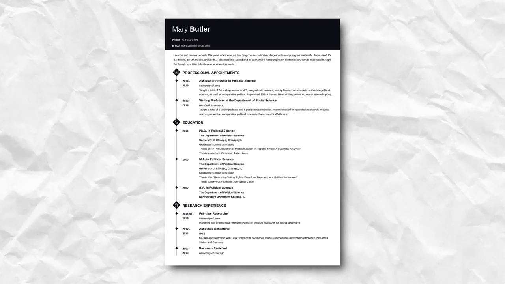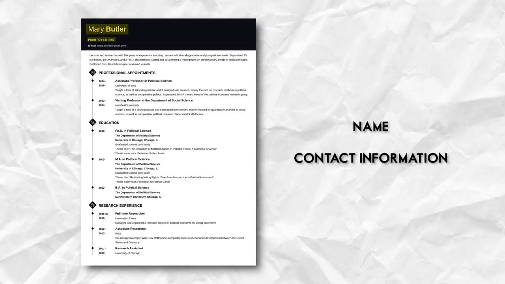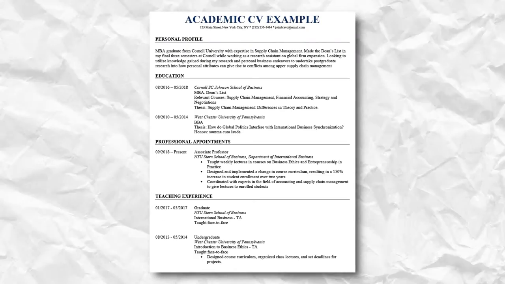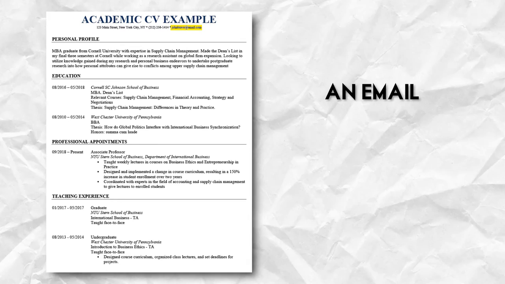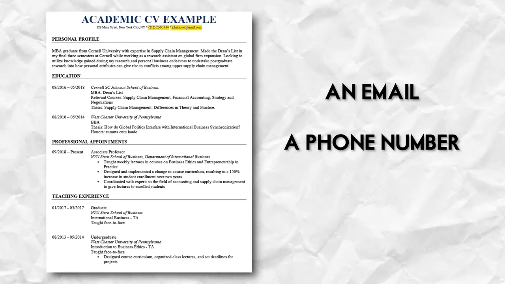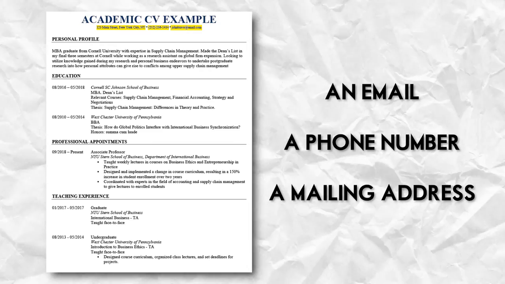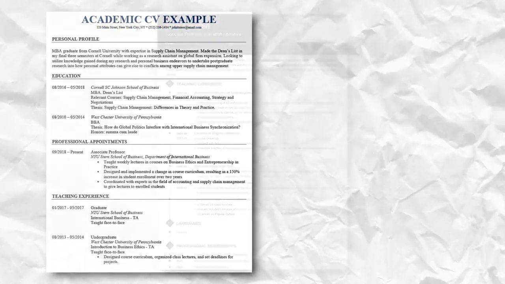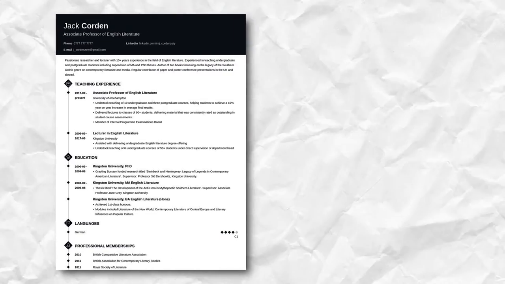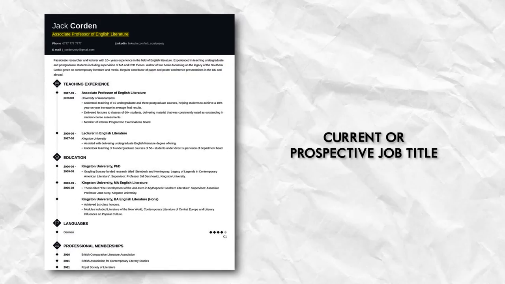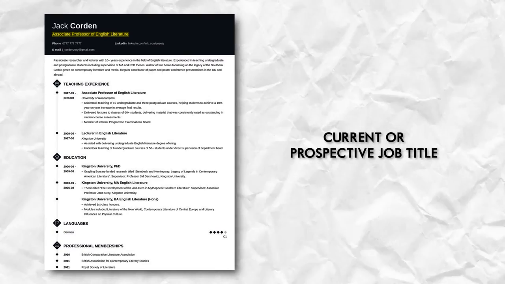Every CV should start with your name and contact information. Your contact information should include an email you check regularly, a phone number with voicemail enabled, and a mailing address. You should also clearly state either your current or prospective job title, placing it near the top of your CV, under your name, for example.